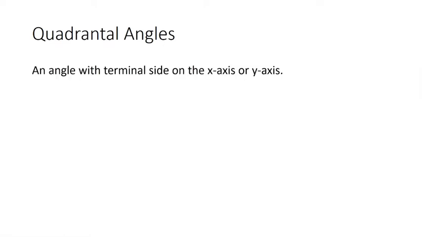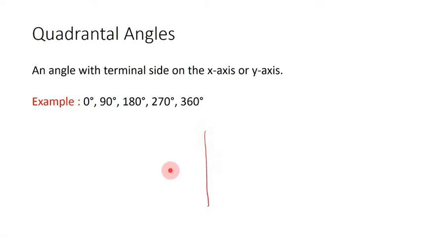There are several types of angle. One is quadrantal angles, angles with terminal sides on the x-axis or y-axis. For example, 0 degree, 90 degree, 180 degree, 270 degree, and also 360 degree.